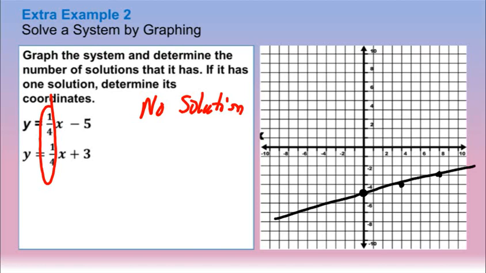My line would go like this. And the other one, put a point at +3, goes up 1 to the right 4, up 1 to the right 4. And my line would look like this. So you can see that the lines are parallel.